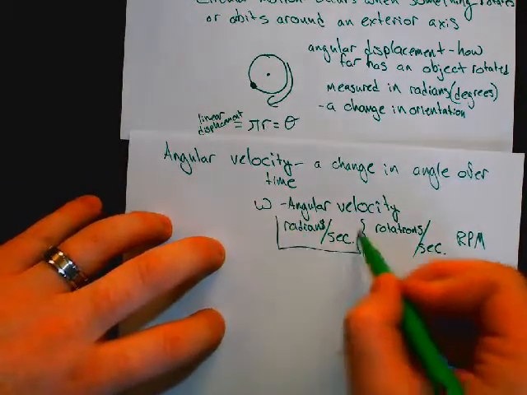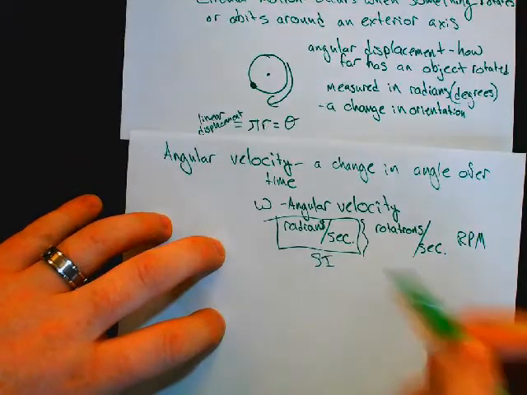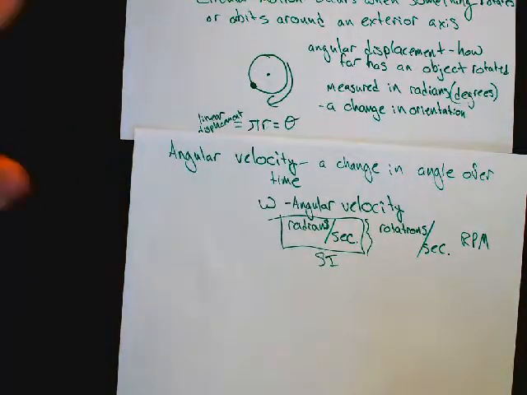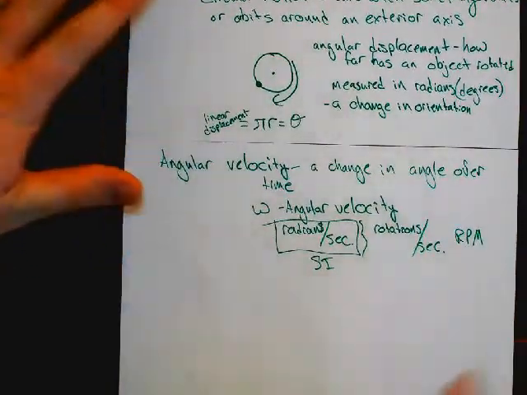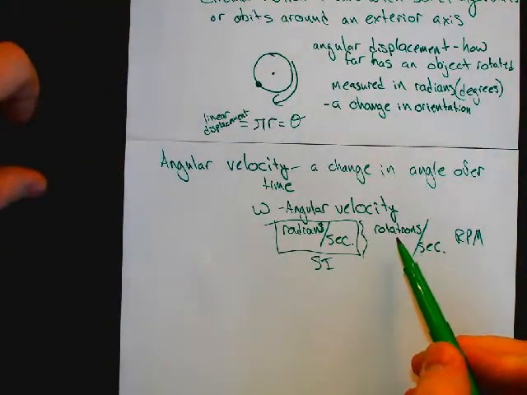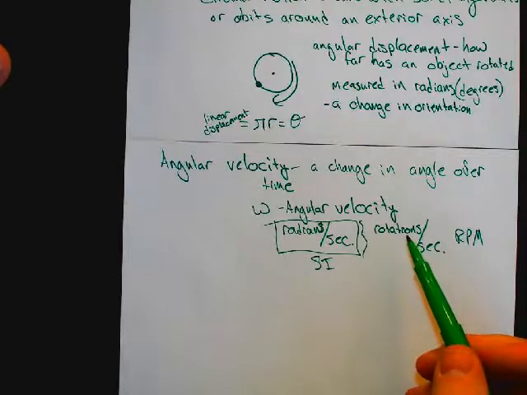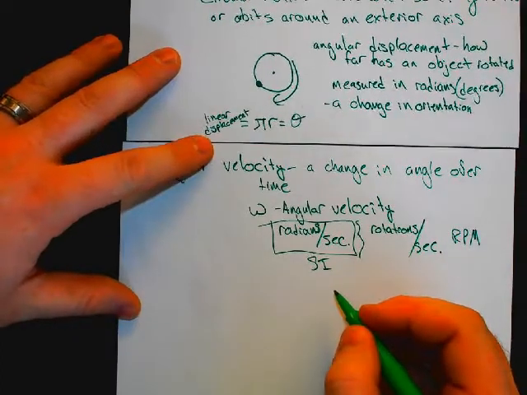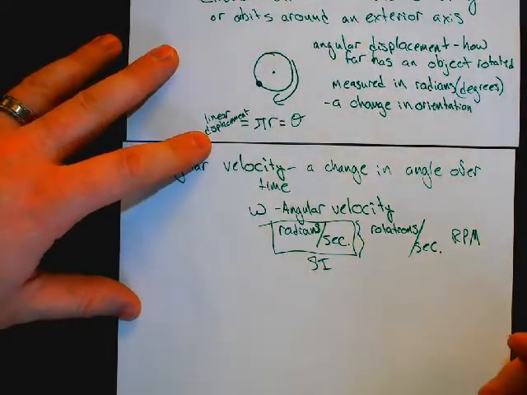Radians per second is the SI version, but we will encounter these other ones, and you'll need to be able to convert to and from them. Recognizing that one rotation is 2 pi radians. Good with that idea? I mean, it's one circle. Okay? All right.